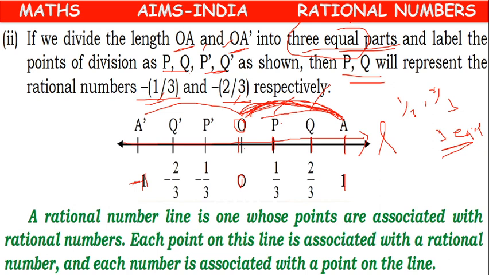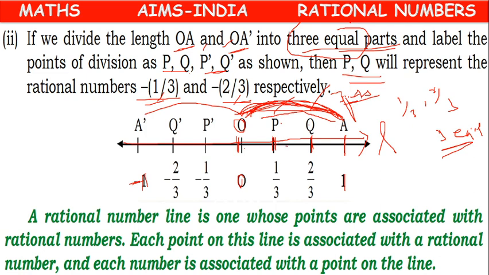Carefully observe, children, we do not need 3 points for dividing into 3 equal parts. Already we have 2 points, O and A. In addition to that, we need only 2 more points, P and Q. So now this is made into 3 parts. O to P is the first part, P to Q the second part, Q to A the third part. O to A, this total is equal to 3 parts.